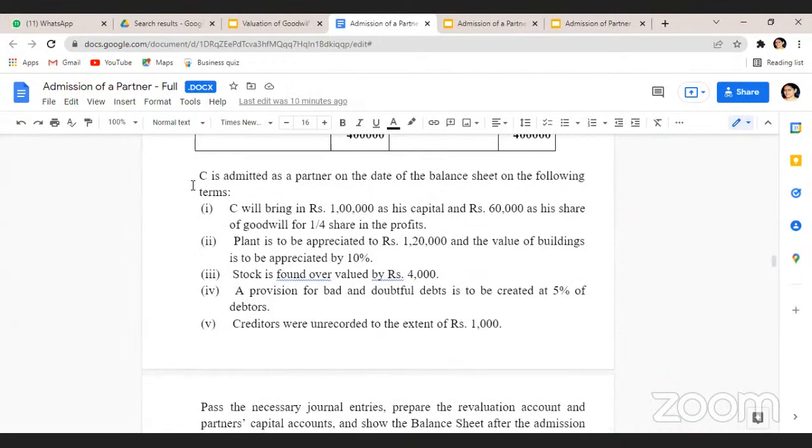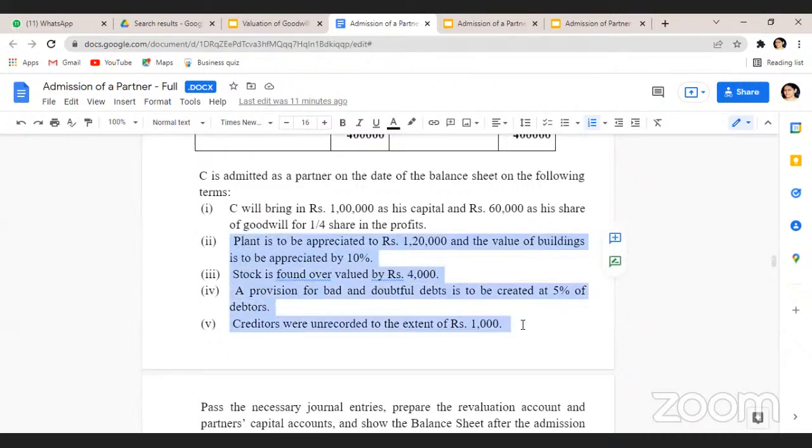Now come to the additional information. Note down: who is the partner? New partner C. What is his share? 1/4 share. What is his capital? 1 lakh. What is his share of goodwill? 60,000. And what are the adjustments asked relating to the plant and buildings? These two values increased.